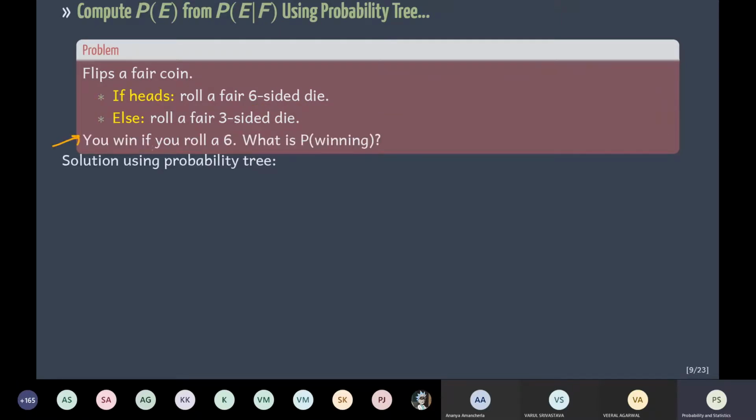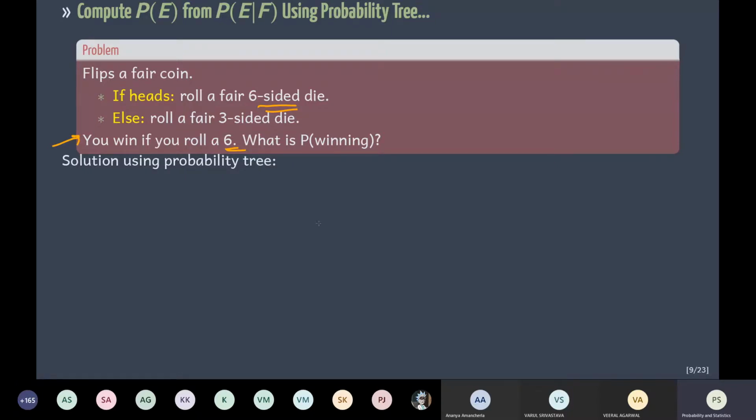Now you win if you roll a 6. Okay, so I know that a roll of 6 can only happen from the 6-sided die, because with the 3-sided die, at most I can go to the number 3, right? So what is the probability of winning? What is the probability that you roll a 6? Okay, that's the question here. So how can we solve this problem using the probability tree diagram?